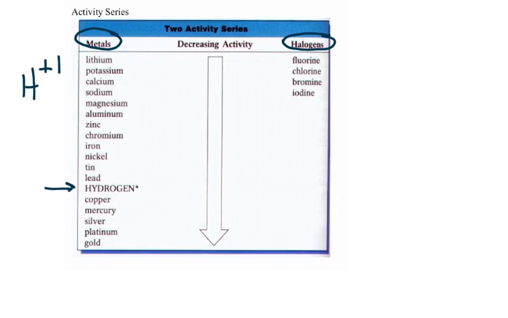Now, the way you use the activity series is that the element that is trying to cut in has to be higher on the list than the element that it's trying to replace. And I'm going to show you how to use this list with the next few examples. The same thing happens with the nonmetals, which are on the right side here. By the way, notice fluorine, chlorine, bromine, and iodine, the order on the list happens to be the same order that they are on the periodic table. Fluorine is the most active nonmetal, and iodine would be the least active of the four. So let's take a look at some examples.